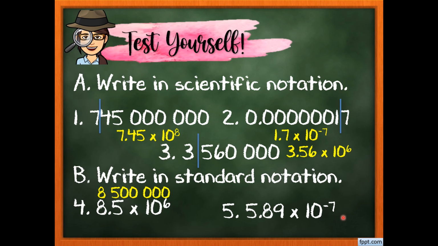Last number, number 5, 5.89 times 10 to the negative 7. So, negative, it means that it is less than 1 or it is a smaller number. So, we need to move the decimal point going to the left. So, we have 1 here, 5. So, you need to add 6 zeros more. So, it will become 0.000000589. So, 2, 4, 6 zeros, then 589. So, that is the answer in our activity.